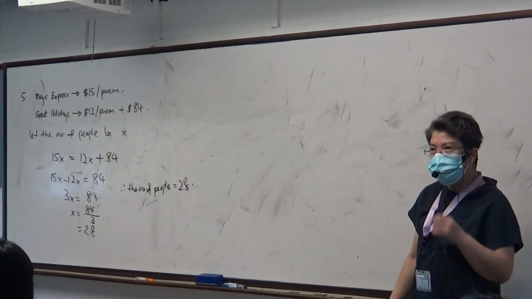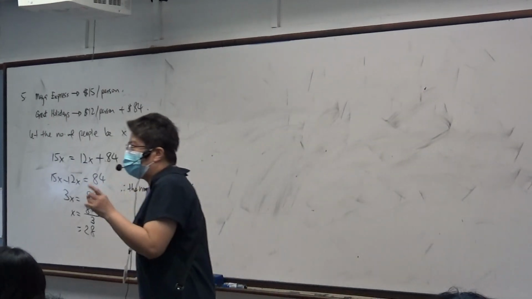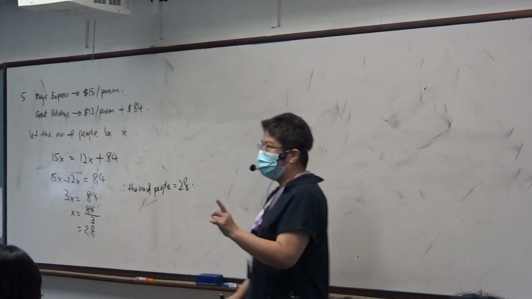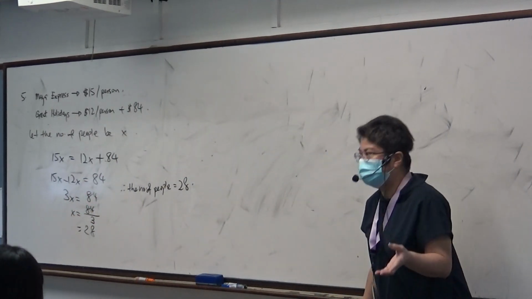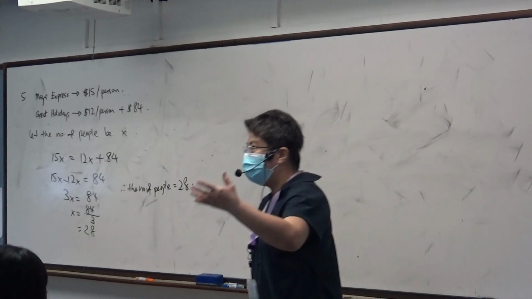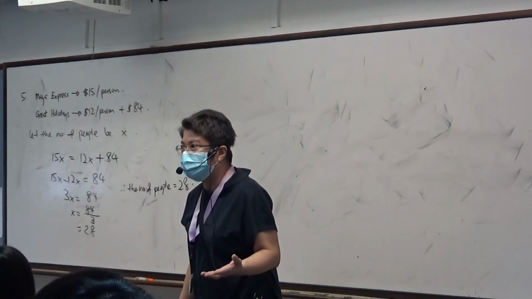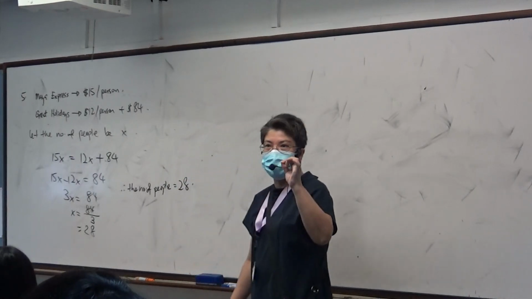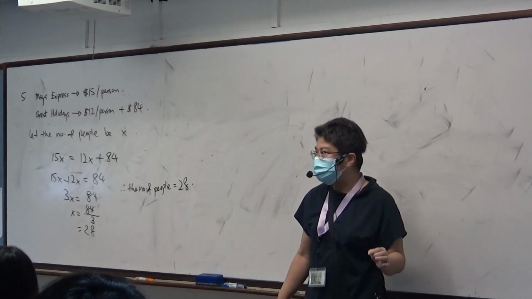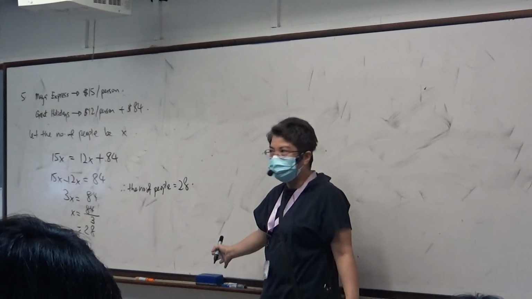Now, how do I double check if my answer is correct? My answer must be a whole number, correct? It cannot be 28 and a half people. It also cannot be negative. Then nobody is going. Understand? I don't know where the people are going. Do you understand what I'm talking about? So, that's how you double check your answer. Is that clear to everyone here? Am I clear enough? Are you all okay?